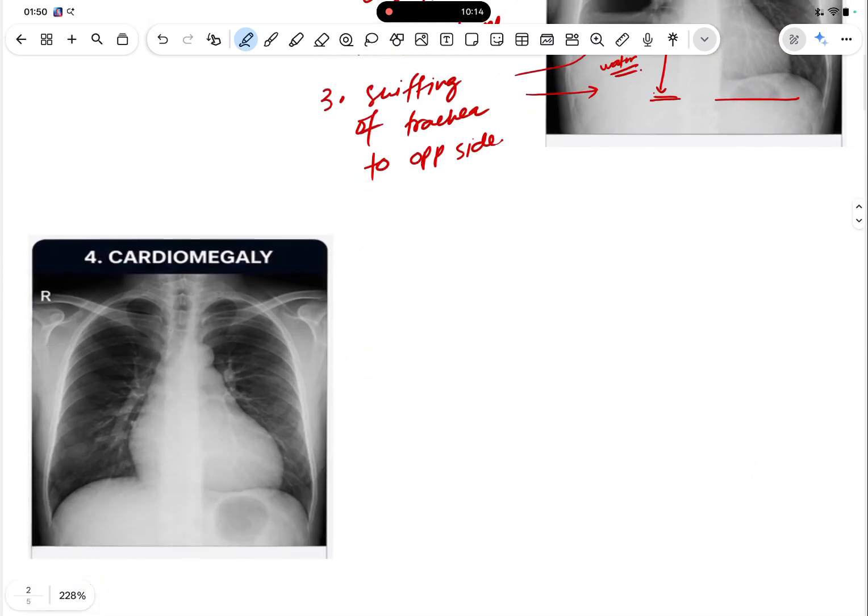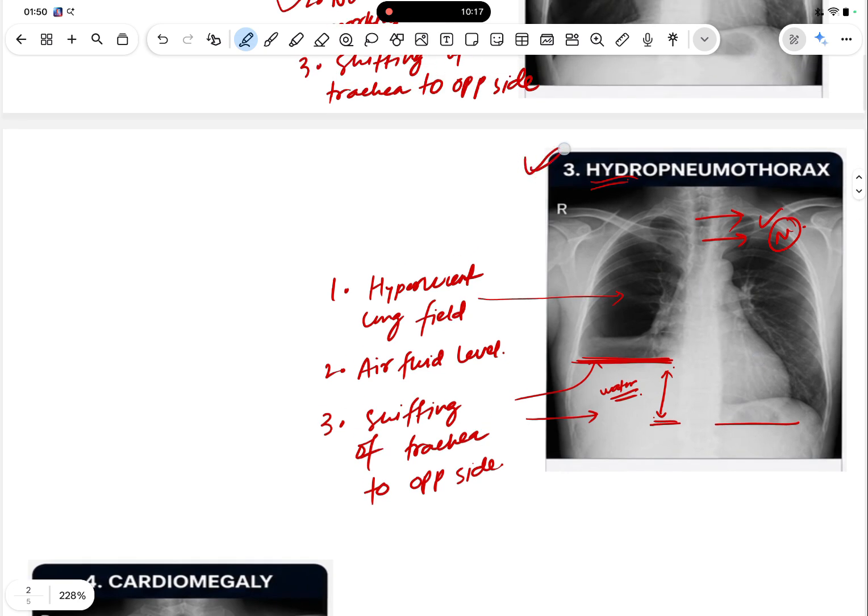So going to the, okay, this is clear, hydropneumothorax. There would be hyperlucent lung fields. There will be an air fluid level, which is, this is the air fluid level, and there will be shifting of the trachea to the opposite side. So this is an example of hydropneumothorax.